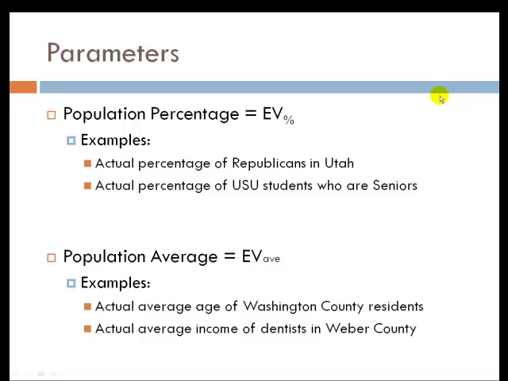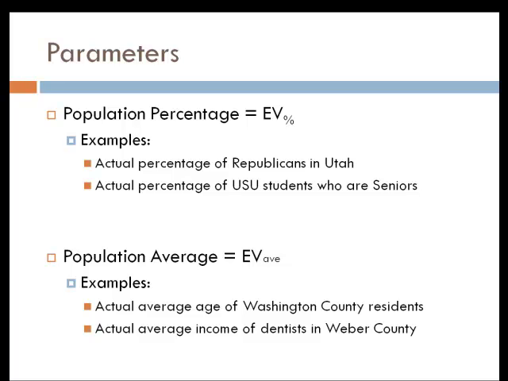The first thing to keep in mind is that what we're doing in this part of the statistics course, and one of the biggest goals in statistics, is to learn some information about population parameters. We want to know things like, what is the actual percentage of Republicans in Utah? What's the actual percentage of USU students who are seniors? What's the actual average age of all of the people who live in Washington County, or the actual average income of dentists in Weber County?